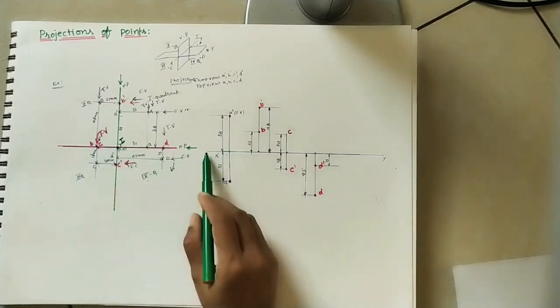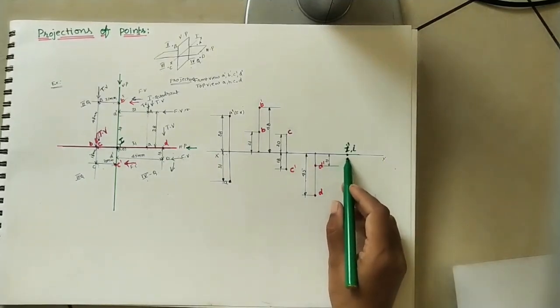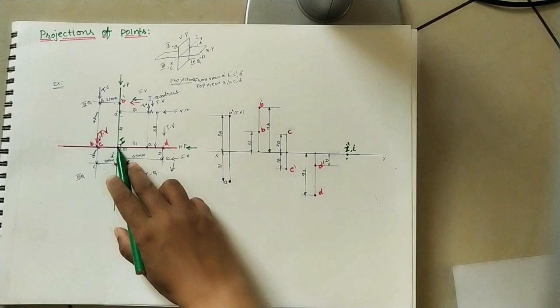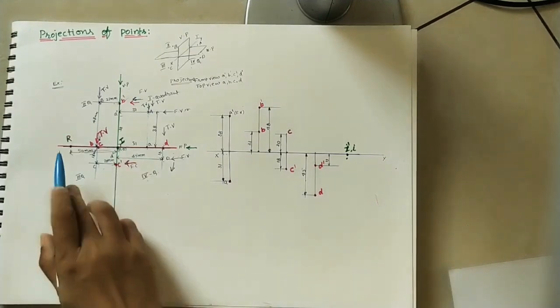So it is on the XY line. Already we did the XY line. Both I dash and I will come on the same point. Okay, so it is 0, 0 distance from both the planes. Another example, I am taking R point.